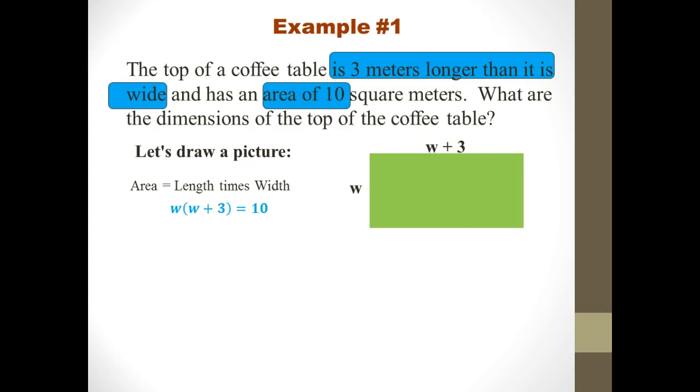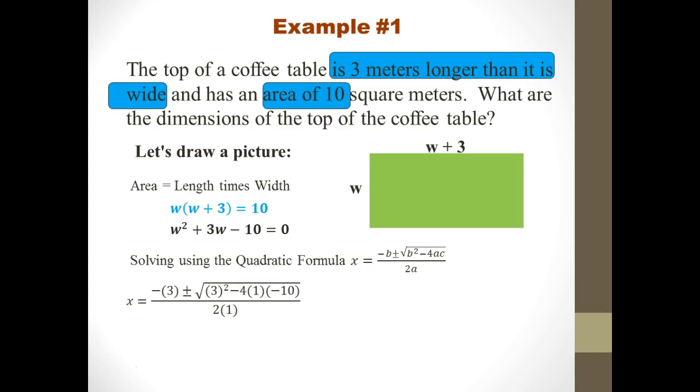Now, we can't really work with this problem like this, but we can distribute the W and subtract 10 from both sides, and now we have it in standard form and equal to 0, and we can use the quadratic formula to solve this problem. So let's get busy with that. Here's the quadratic formula, in case you forgot. We're going to substitute in A, B, and C, and then start simplifying. And we're going to end up with two answers.